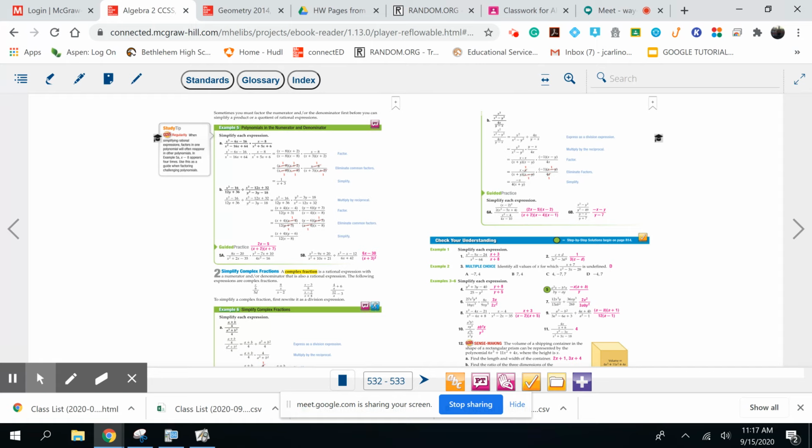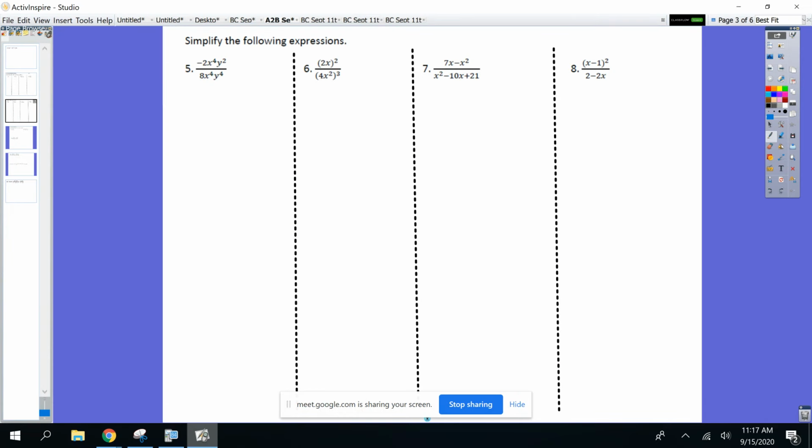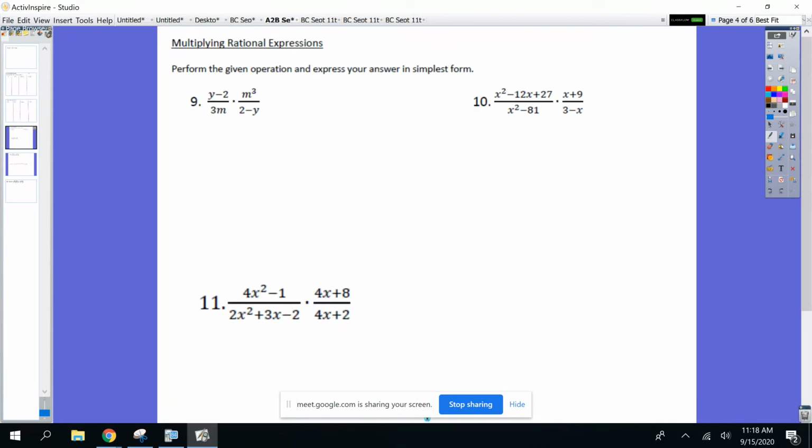Okay, let's get this party started then. Go to your notebook. We finished number 8 from yesterday's notes. You should be on multiplying rational expressions right now with me. Multiplying.